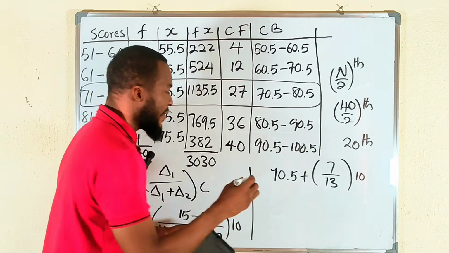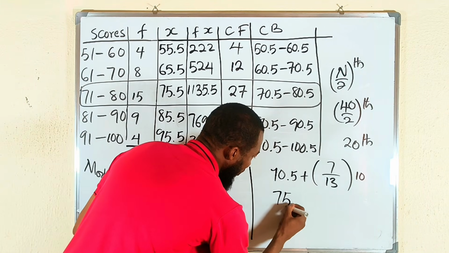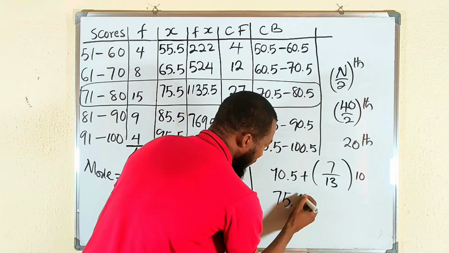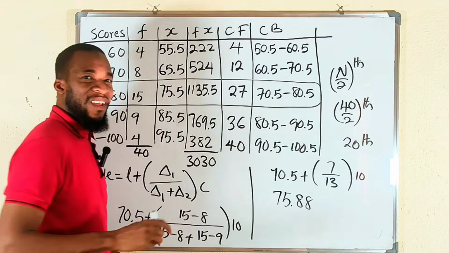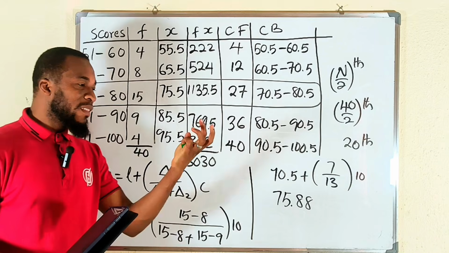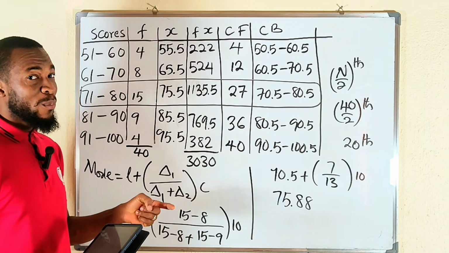This is going to give us 75.88 in 2 decimal places. So this is the mode. You understand? So we have calculated the mean, the median, and the mode.